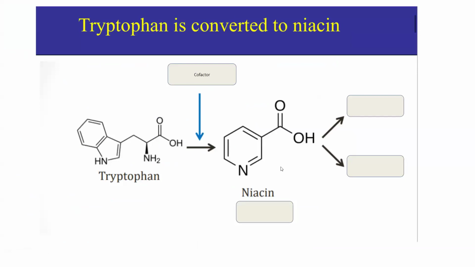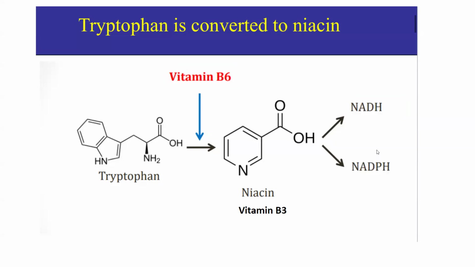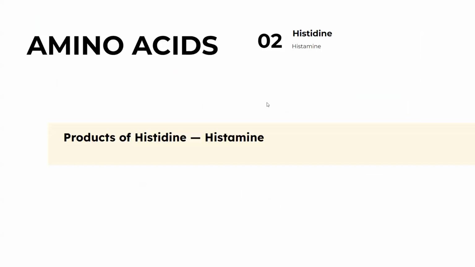Now, tryptophan also gives us niacin. What's another name for niacin? Vitamin B3. What is the cofactor that we need to convert to get B3? B6. Remember, you need B6 to make B3. And then from niacin, we can produce two things, NADH and NADPH. Okay, so that's it for tryptophan. Now for histidine.